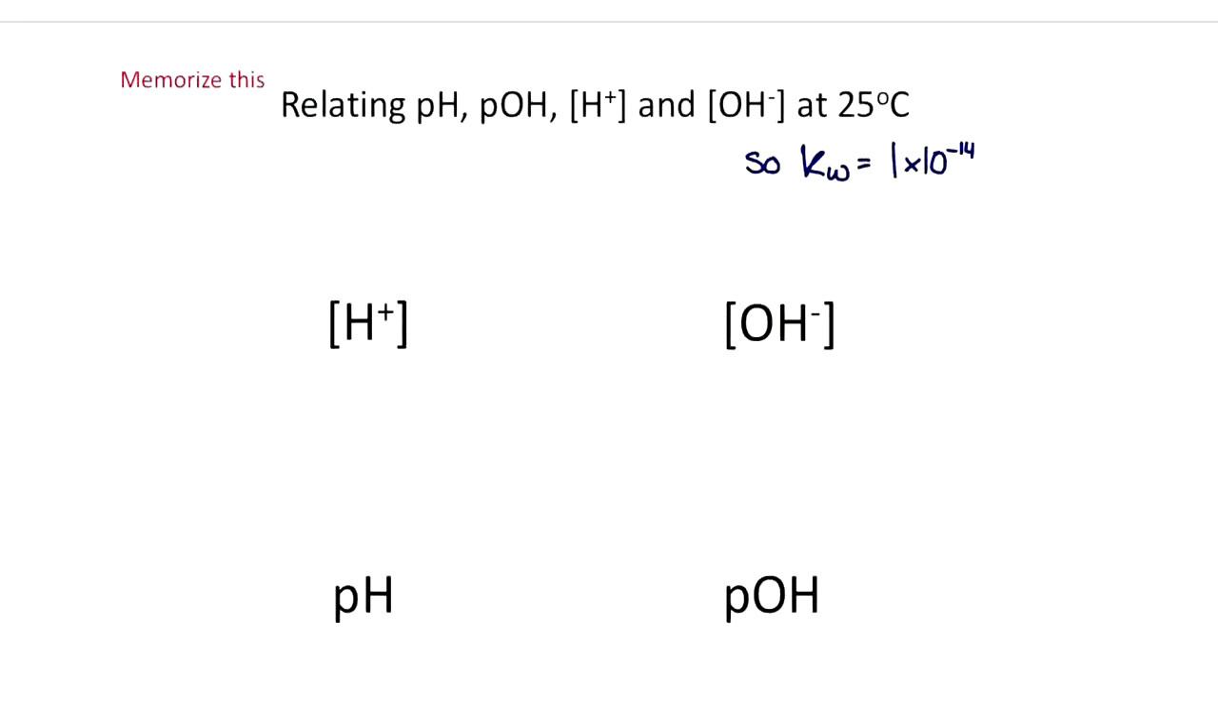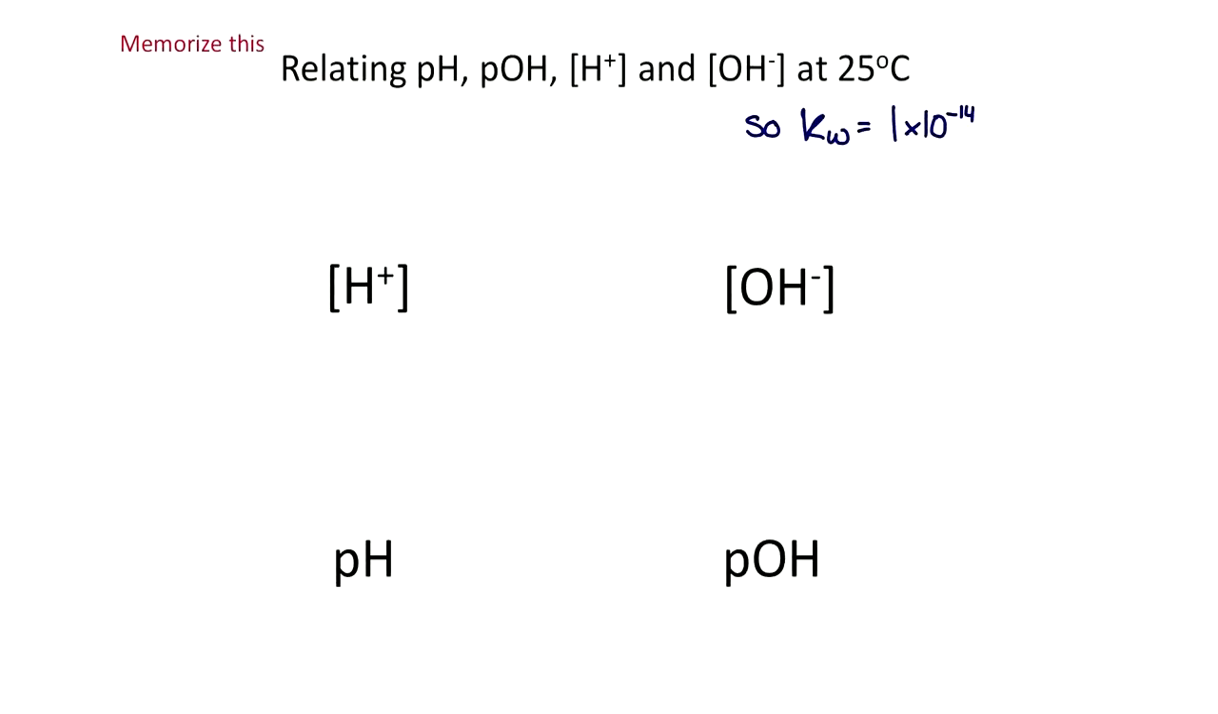All right, this is what I call the magic square. And this is how we relate pH, pOH, H plus, and hydroxide all to one another. Do remember H plus also is H3O plus. I'm just lazy and write it H plus.